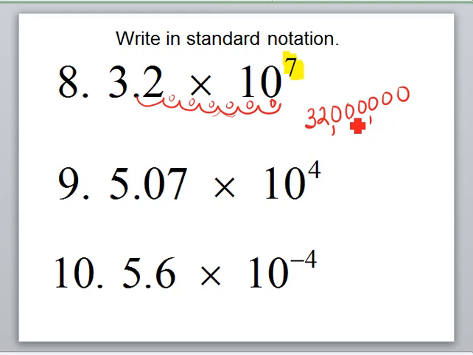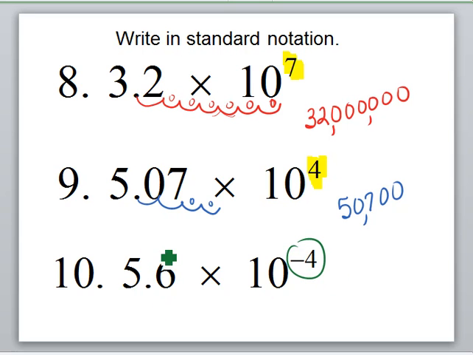On this next problem, I have the exponent of 4. So I know that is a large number. It just happens to be 10,000. So I know I'm going to be multiplying 5.07 times 10,000, which would mean you're moving your decimal to the right because you're making your number larger. So we'll move it 4 places, 1, 2, 3, 4. So that means I have a couple zeros to fill in here. So I have 50700, so 50,700.